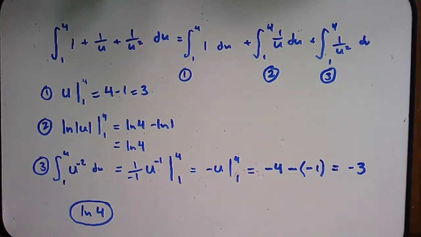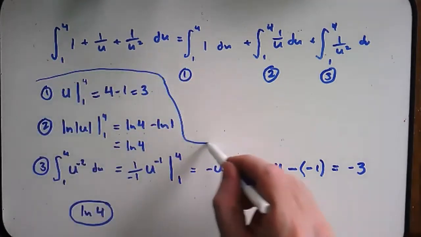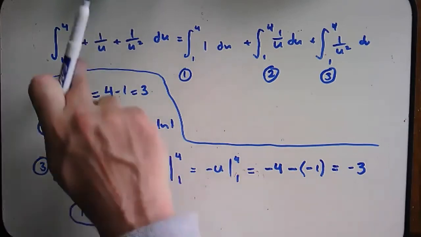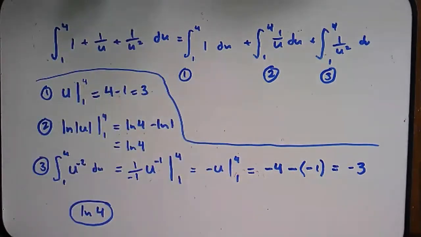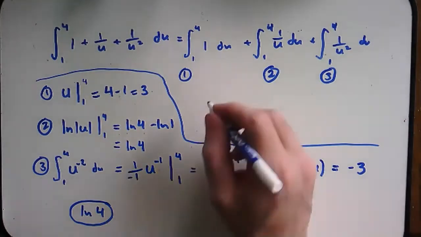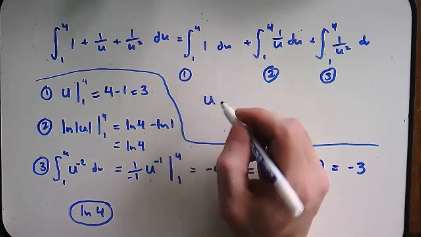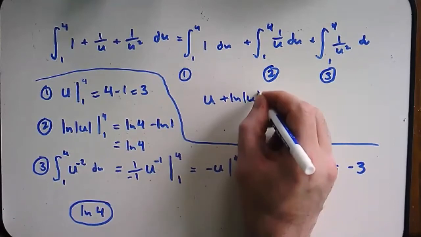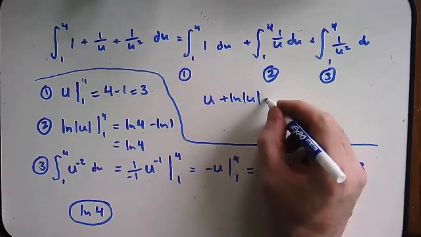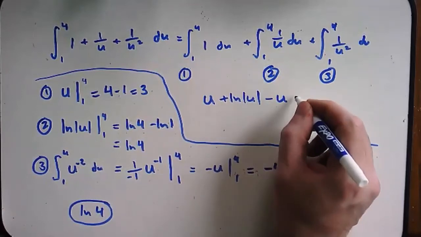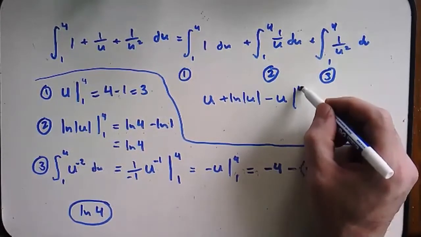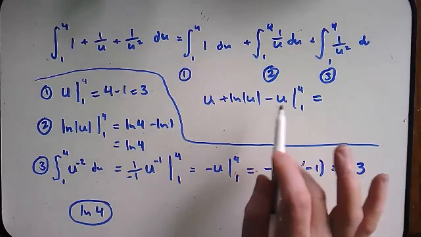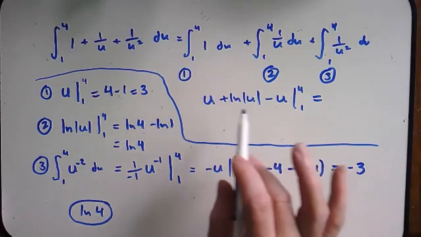Before I finish this problem here, I did this in 3 separate steps. I'm not necessarily recommending that that's the best way to do it. We could also just go term by term in our antiderivatives, right? If I take the antiderivative of 1, I get u. If I take the antiderivative of 1 over u, I get natural log u. If I take the antiderivative of 1 over u squared, I get minus u, evaluated at the endpoints of 4 and 1. If I calculate it this way, I do it all at once. It's less work to write down, but more things to do all at once.